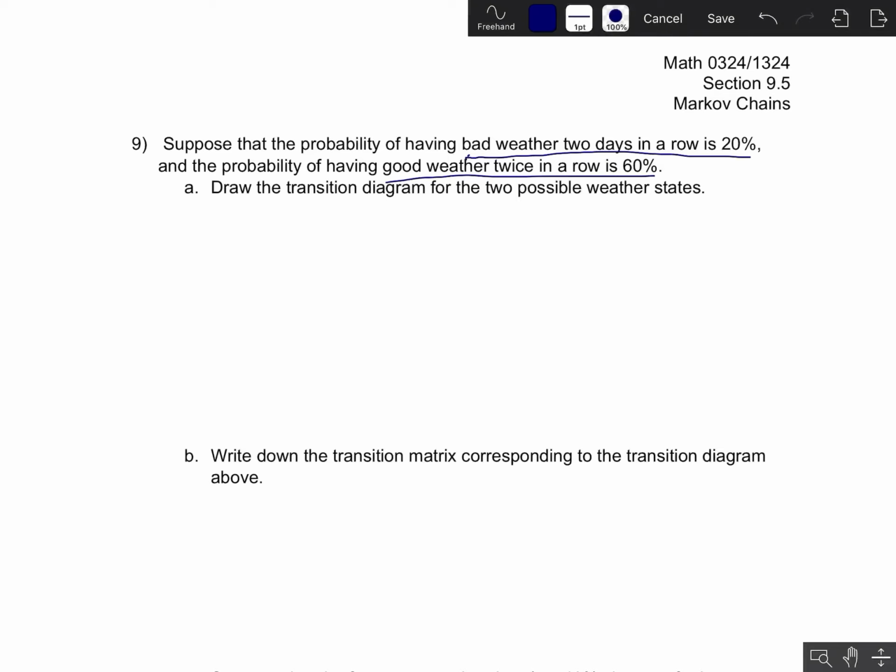So now we want to draw the transition diagram. I'm just going to put G for good weather and B for bad weather. So here's our transition diagram.